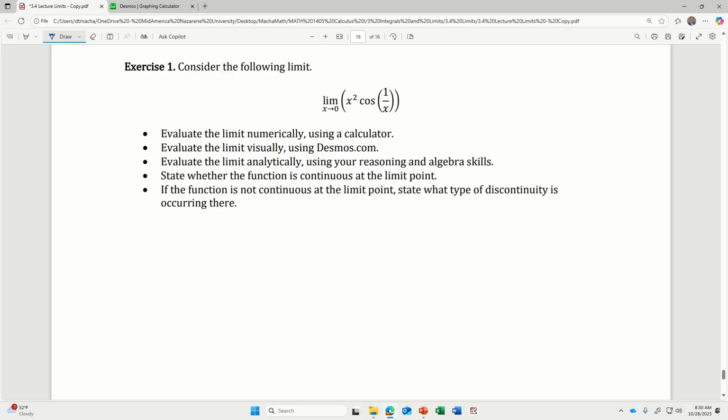It says, consider the following limit. We're taking the limit as x approaches 0 of x squared times cosine of 1 over x. And if I just try to immediately plug in x equals 0, then I'm going to get something like 0 squared times cosine of 1 divided by 0. And the problem is I don't know what 1 divided by 0 is. That's not a number. So that's not going to work.